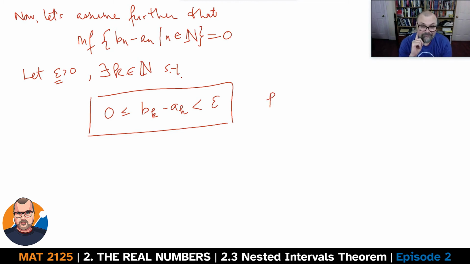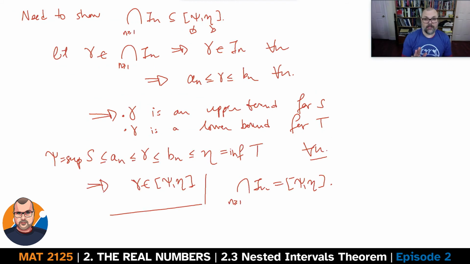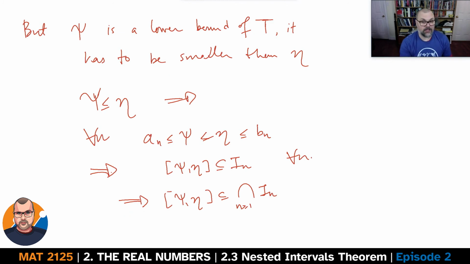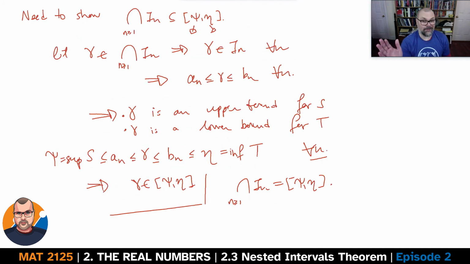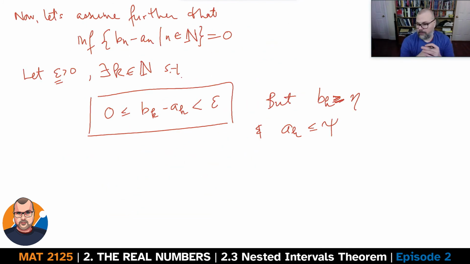But we know, by definition of eta and psi, that bk has to be greater than or equal to eta. And we also know that ak has to be smaller than or equal to psi. We know this is true because we have shown here that bn is greater than eta and psi is greater than an for every integer n. In particular, it's going to be true for this specific integer k. And if you put these things together, you will get epsilon is greater than bk minus ak, and bk is greater than or equal to eta minus ak.